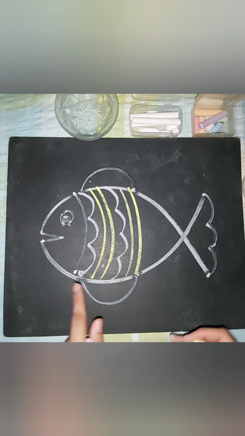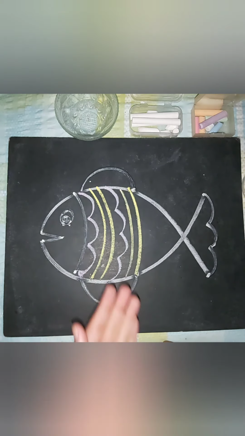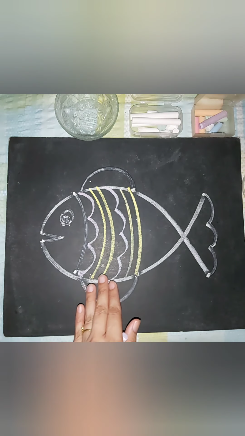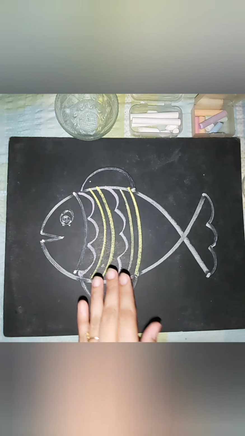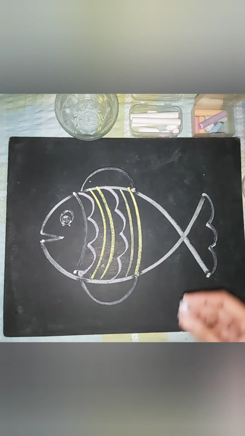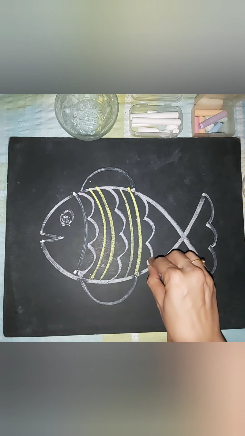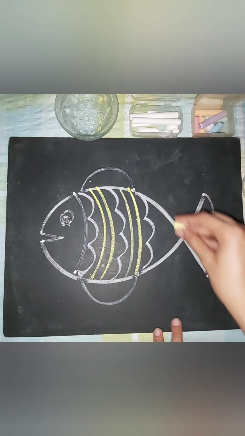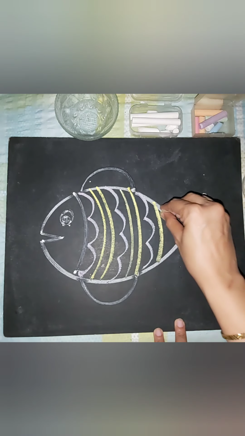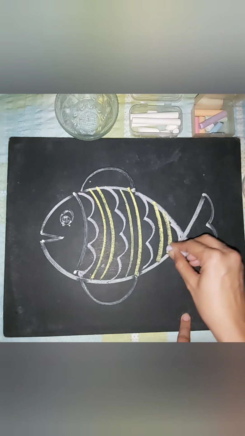Now can you see the difference? Now this was wet, now it's drying, so you can see it. It's become dark. But when you use dry chalk, you can see it the moment you are drawing. Yes or no? Okay, now I like to do purple and yellow. You can use as many colors as you want and make different patterns and fill the body of the fish.